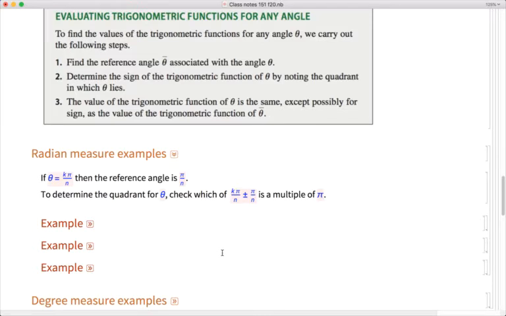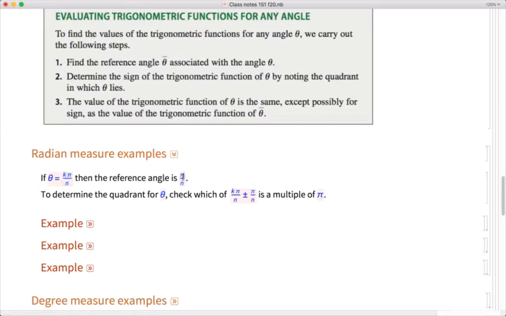Okay, so we'll work in radian measure first. We'll do several examples in radians, and then we'll switch over to degrees. So in radians, there's this very nice feature about trying to figure out the reference angles. So I'll tell you what it is, and examples will help.